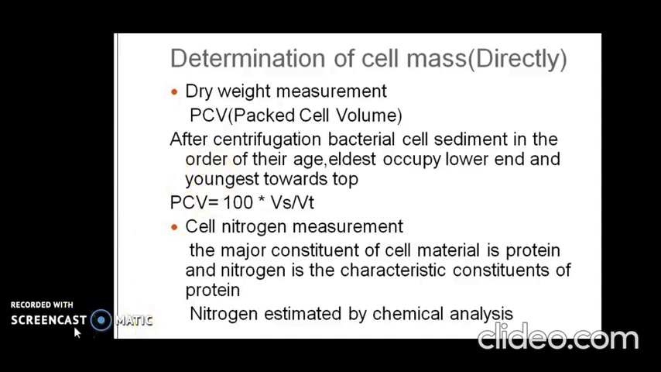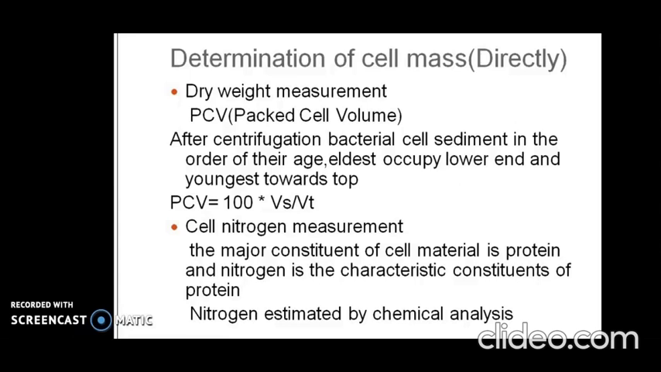Next method is the measurement of cell nitrogen. The major constituent of cell material is protein, and nitrogen is a characteristic constituent of protein. So, a bacterial population or cell group can be measured in terms of cell nitrogen. Here, the cells are harvested, washed, and then the cell nitrogen is estimated by chemical analysis.